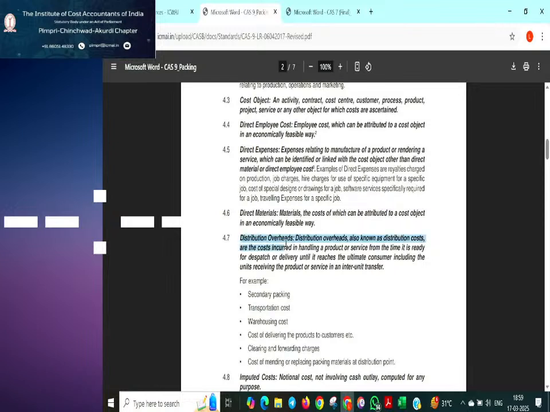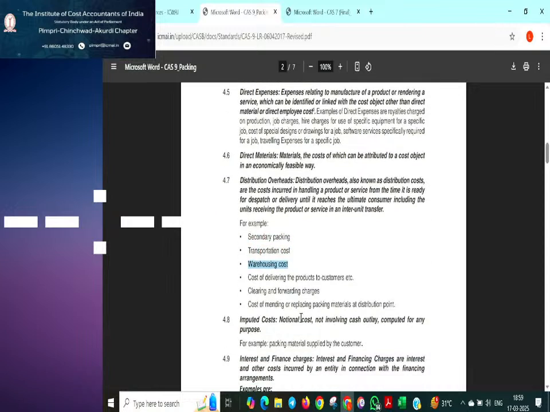Coming to distribution overheads, there are two types of packing materials. One is primary packing material, another one is secondary packing material. Primary packing material will form part of cost of production, whereas secondary packing material will form part of distribution overheads. See over here, secondary packing, transportation cost, warehousing cost, cost of delivering the products to consumers, clearing and forwarding charges, and all those things.